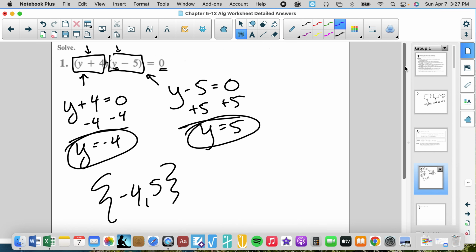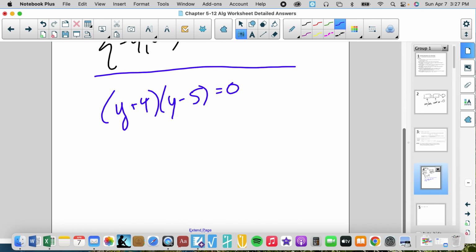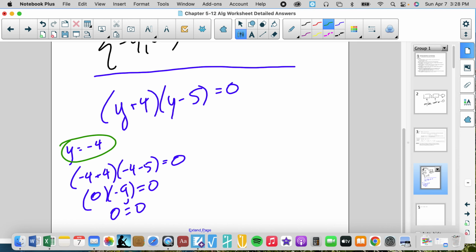We have y plus 4 times y minus 5 equals 0. I think that was the starting problem. Yeah. So what do we get when y equals -4? If y equals -4, let's plug that in. -4 plus 4 times the quantity -4 minus 5. So here we get 0, here we get -9, and 0 times -9 is 0. So yeah, that's a solution. This solution did work. It checked out.